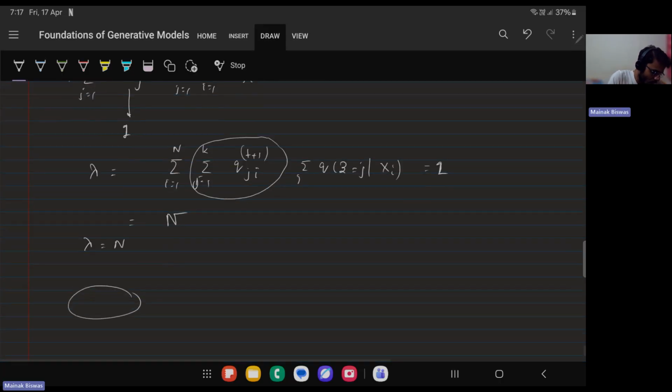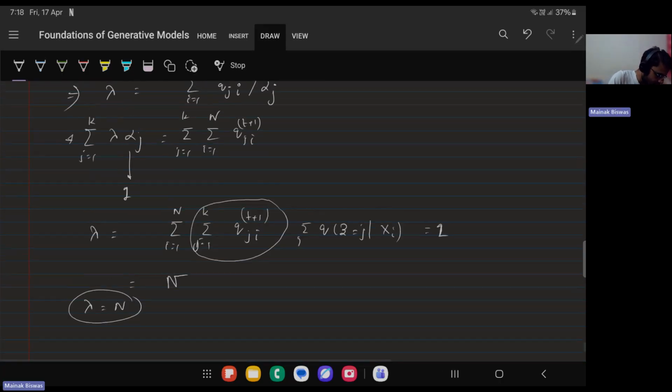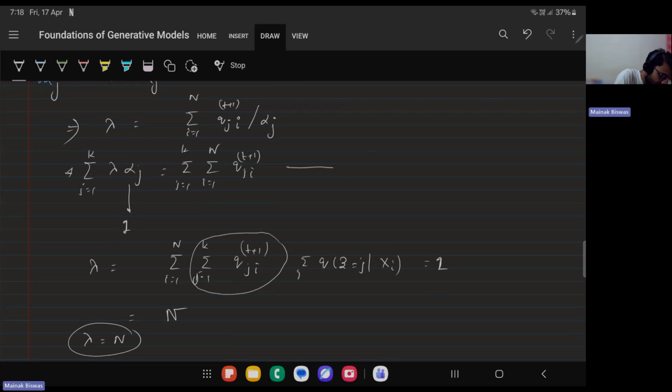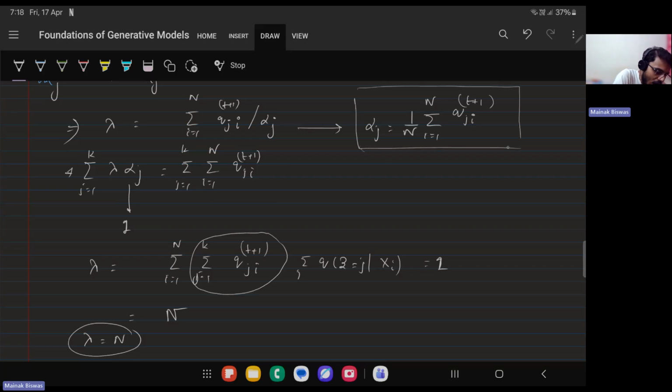So now I get this equation to be alpha j is equal to summation of I equal to 1 to n QJI T plus 1 by n. So you're actually checking sort of how many points are in the jth Gaussian. So it's a soft clustering is what you can clearly see.